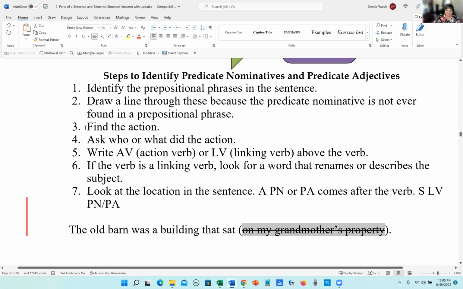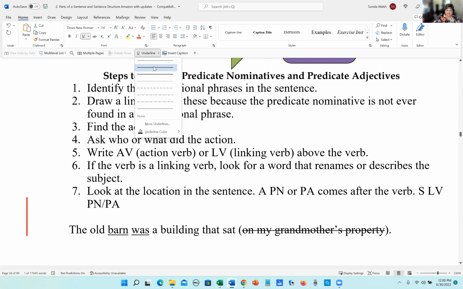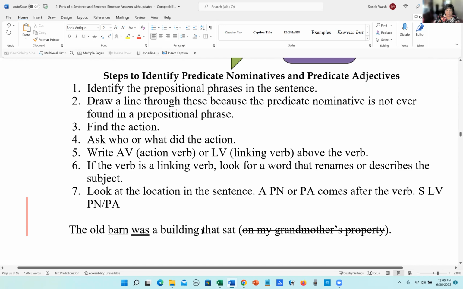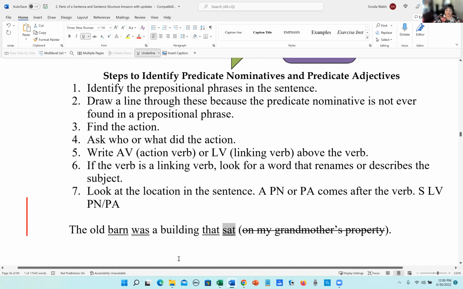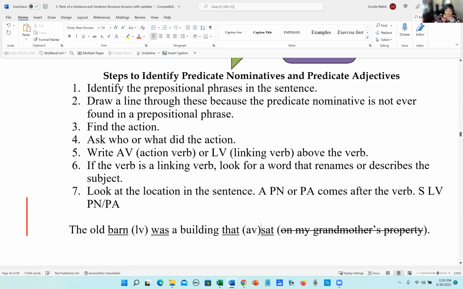The next step is find the action. Well, we've got to find the subject first. So barn is a subject, so we're going to underline that once. And then we're going to identify the verb. Was is the verb, so we're going to underline that twice. And then that is a subject, so I underline that once. And sat is a verb, so we underline that twice. Then we go through and we identify what type of verb we have. So was is a linking verb, and sat is an action verb.